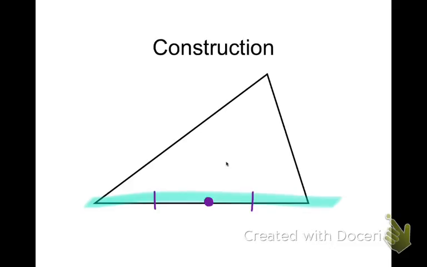And then what we're going to do is we're going to take our ruler, or the straight edge of your protractor, and you're going to connect your midpoint to the opposite vertex. So it's going to be a slanted line. Does everybody see that? So you're taking your midpoint, you're connecting it up to that opposite vertex.